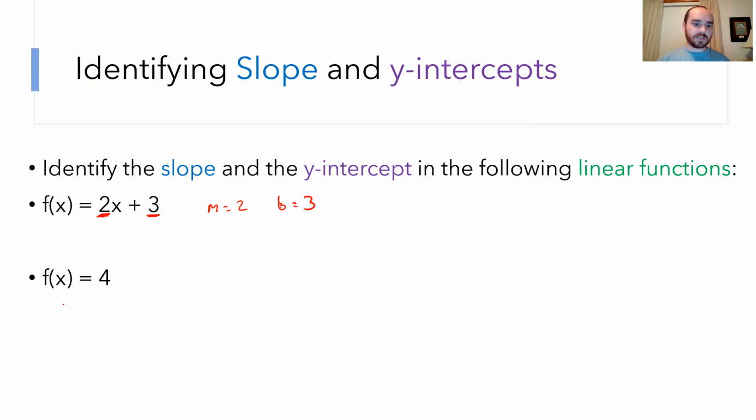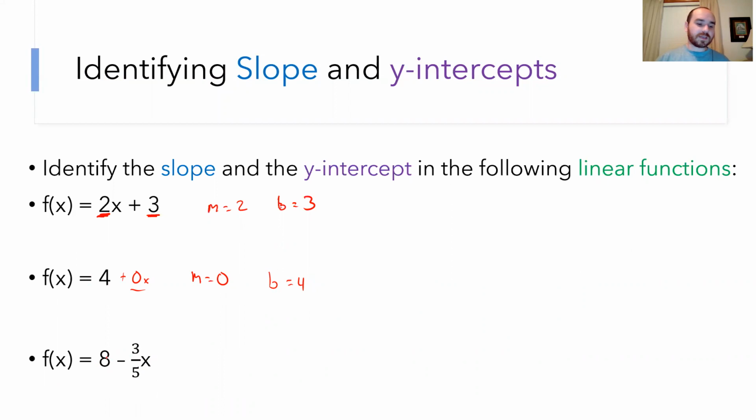This next one is a little bit more difficult. We've got f of x equals 4. You can think of this as plus 0x. We don't actually have an x in our function, so 0 is our m, and b is obviously going to be 4. So in this case, you have a horizontal line that just goes through the y value of 4.